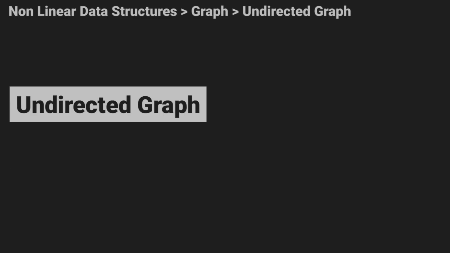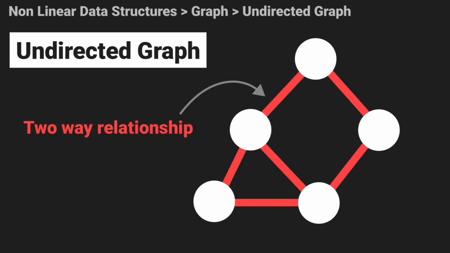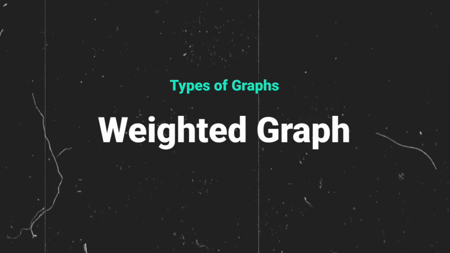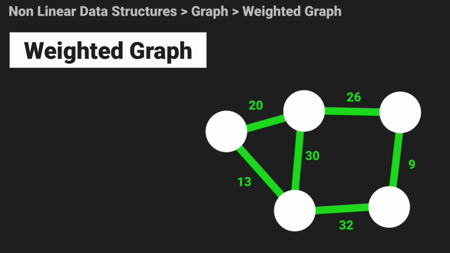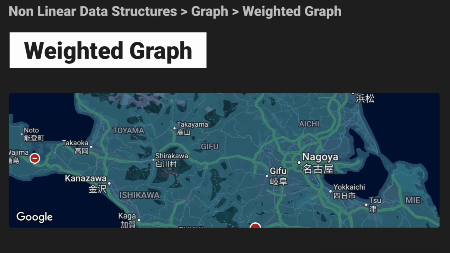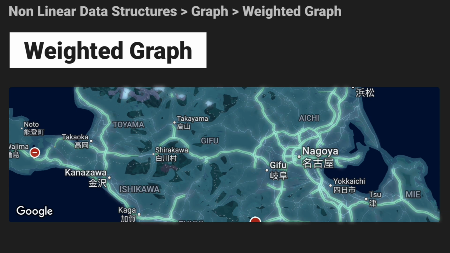Undirected graph, a graph where edges have no directions, indicating a two-way relationship between nodes. For example, a Facebook friendship network where being friends is mutual. Weighted graph, a graph where edges have weights, representing values like distance, cost, or time. For example, a Google Maps route, where each edge has a distance or travel time associated with it.